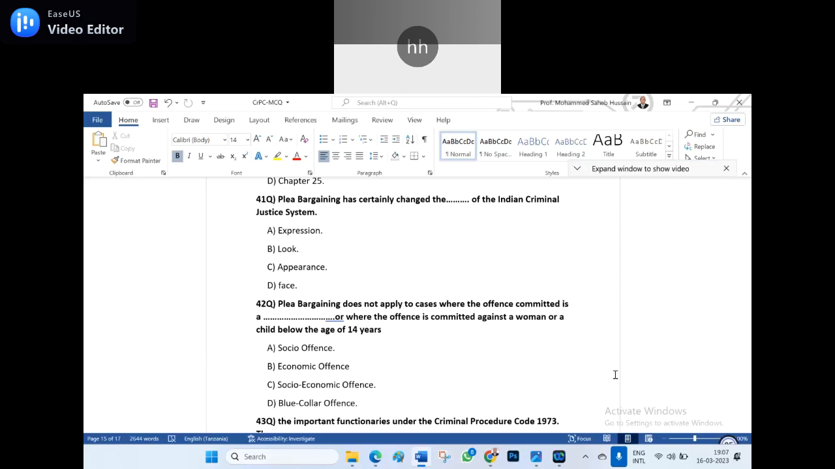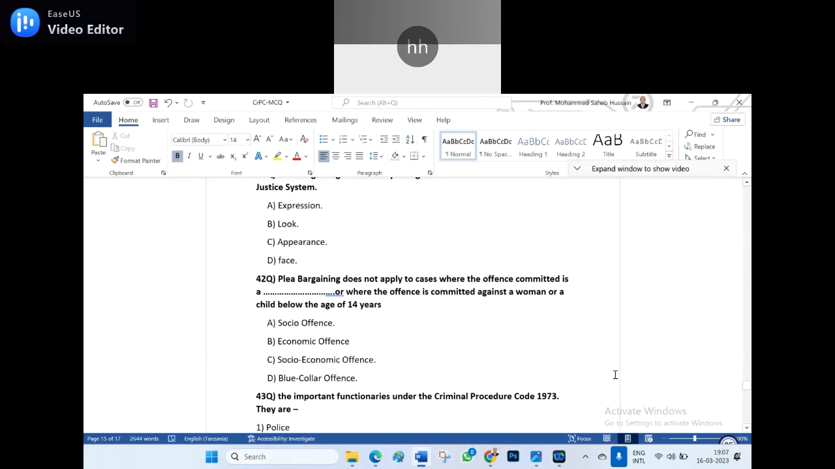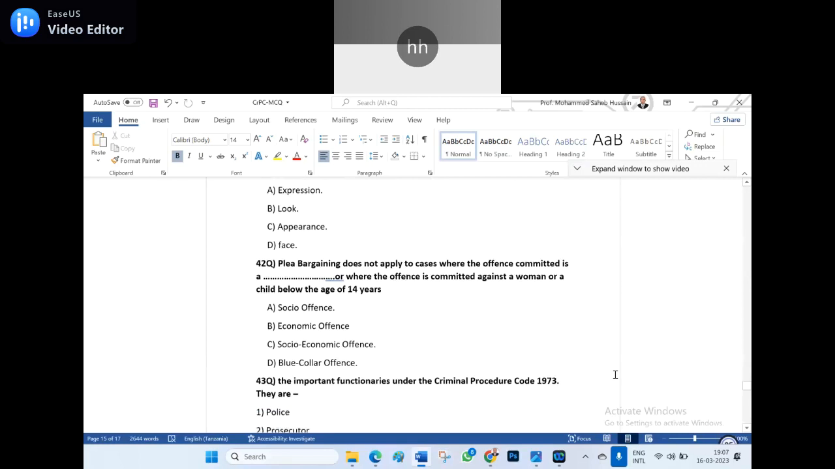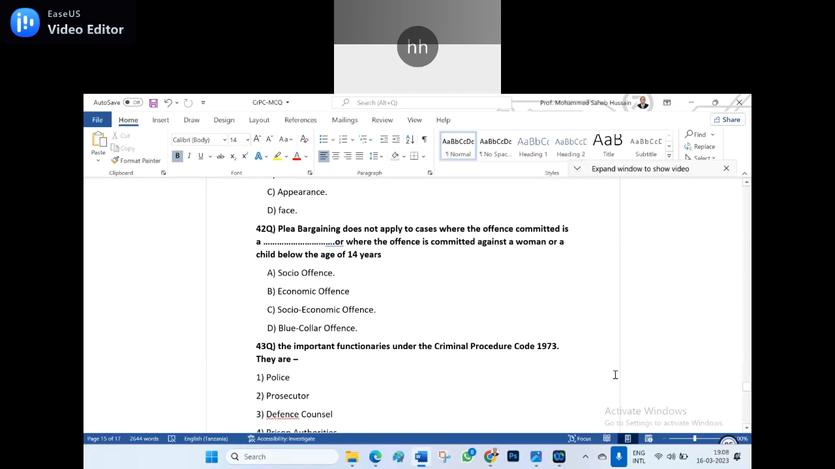White collar crimes means taking bribes, essential commodities offenses, making adulterated goods, and untouchability cases. Socio-economic, social and economic cases. Economic means finance. So socio-economic offenses are called white collar crimes. Sutherland is the person who wrote about and coined these socio-economic offenses.